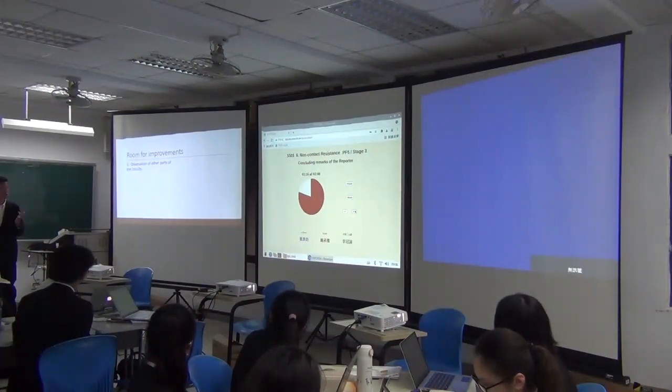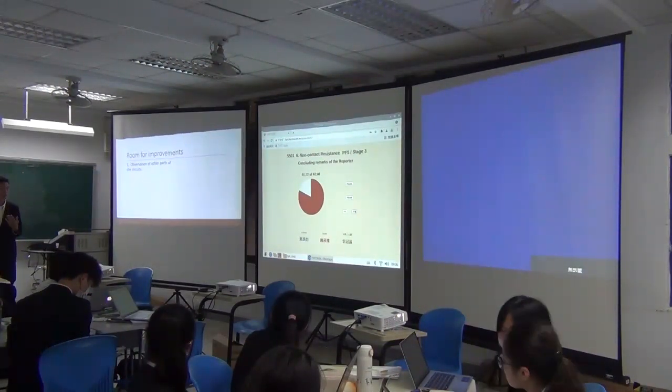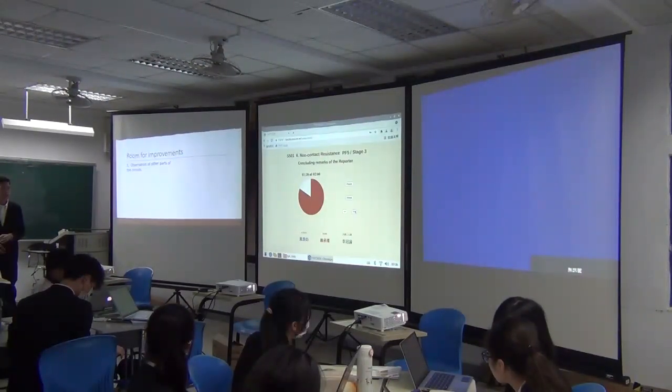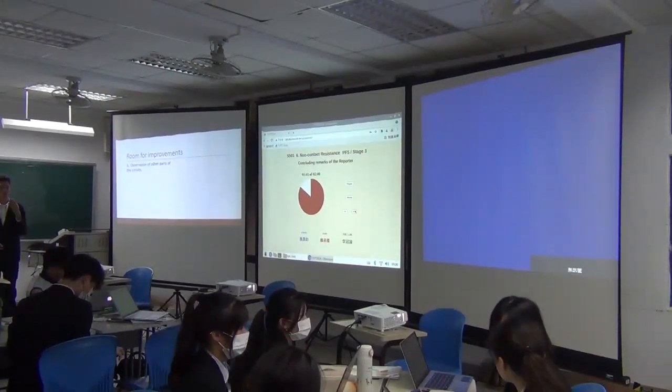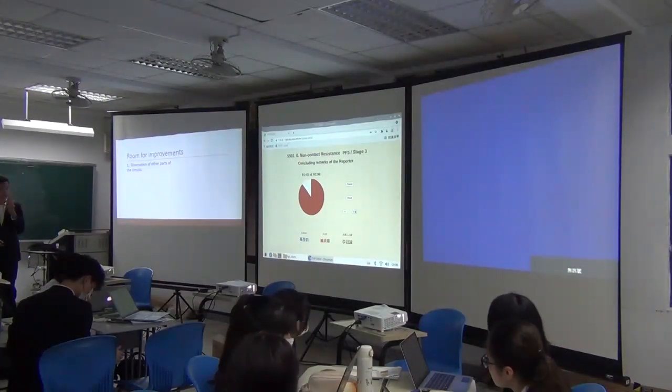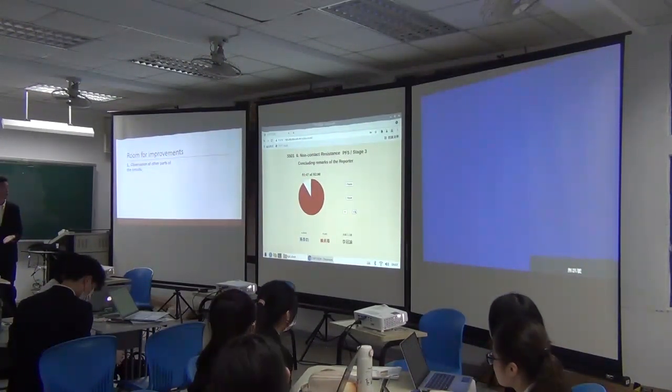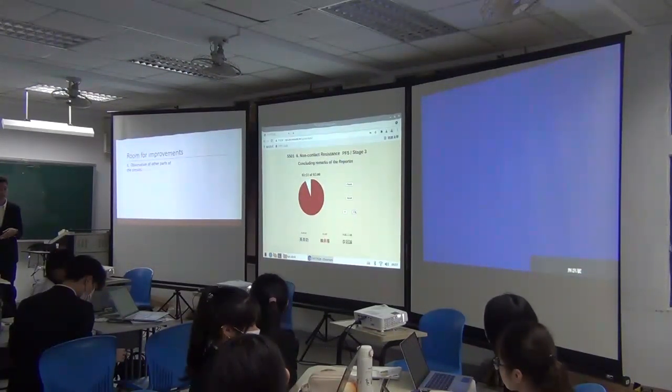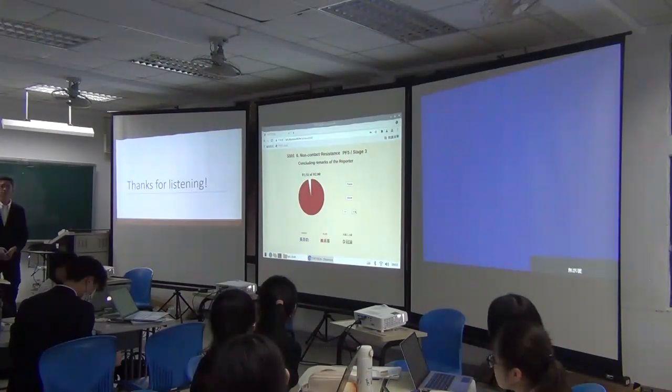And here's the room for improvement of my experiment. As the opponent suggested, we can observe more parts of the entire RLC circuit and discover more details. And that's all. Thanks. Okay, thank you.